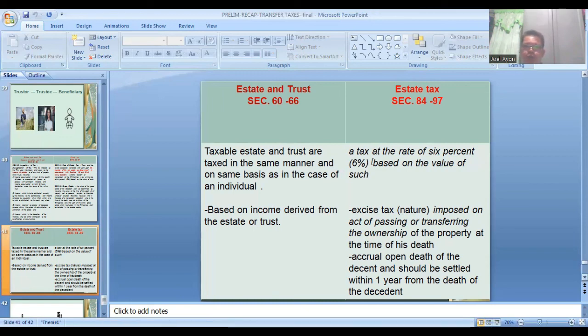And onerous transfers are also known as business taxes, like the value added tax, the percentage tax, and the excise tax. And that would be discussed by the other reporter after my recap on transfer taxes, in particular gratuitous transfer. The onerous transfer or the business tax, as I have mentioned, the value added tax, the percentage tax, and the excise tax, will be discussed by the other reporter.